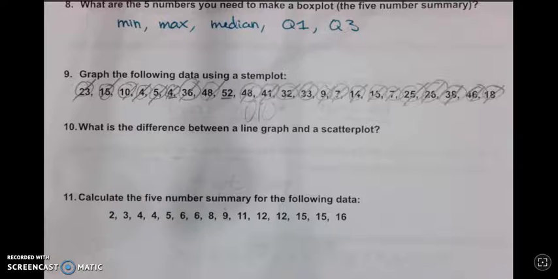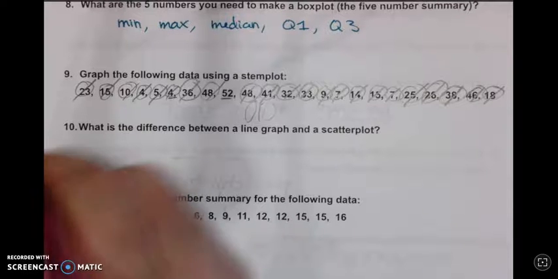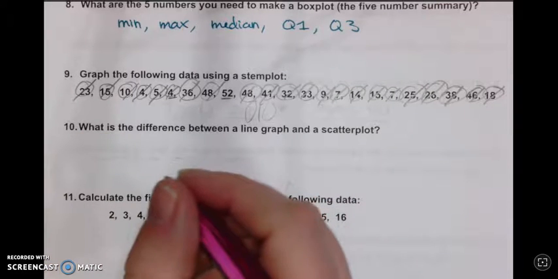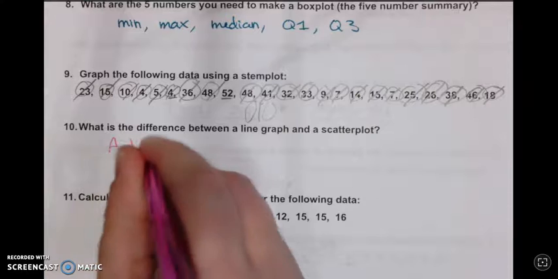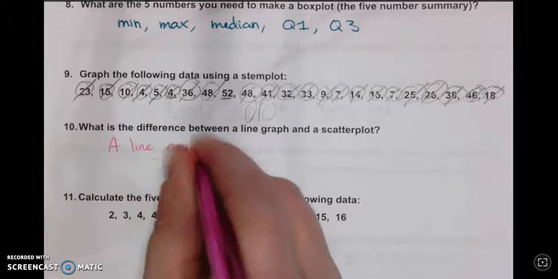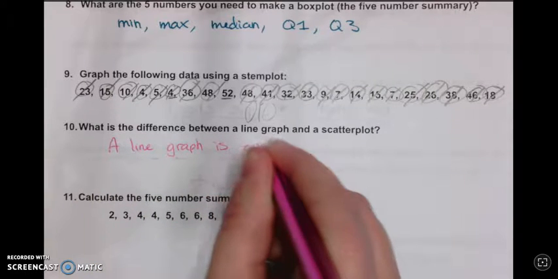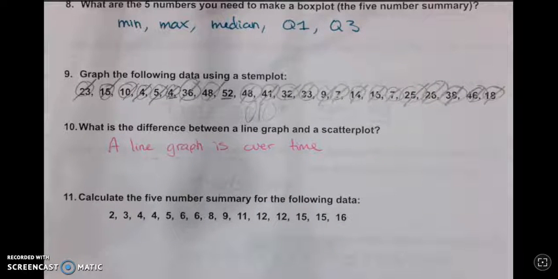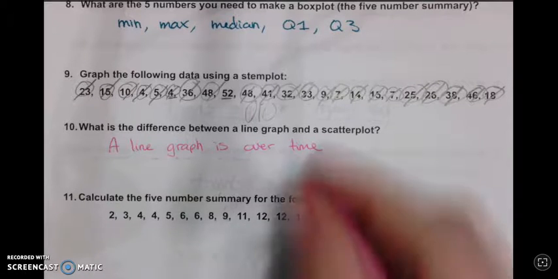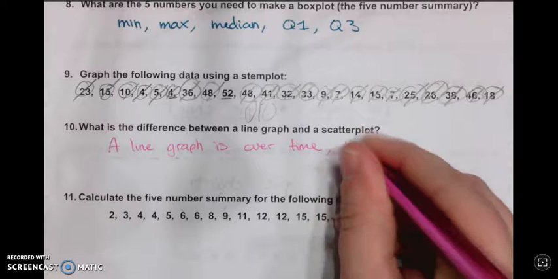We're on number 10. What is the difference between a line graph and a scatter plot? So a line graph is always over time. They're very similar because both of them use dots. They're the only two graphs that have the dots, besides the dot plot, but that have an X and a Y with the dots. And on a line graph, the dots are connected.